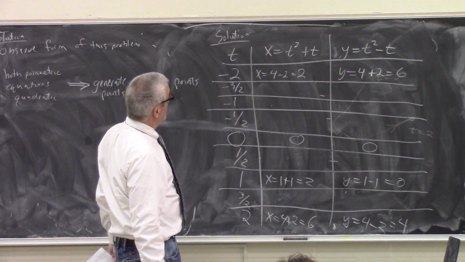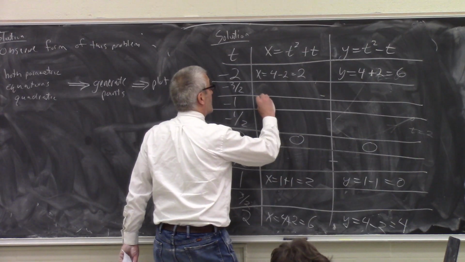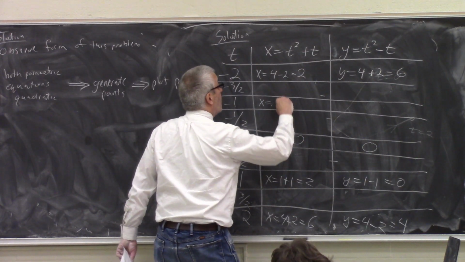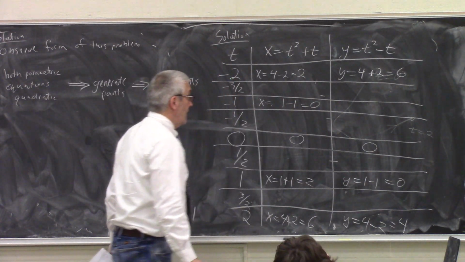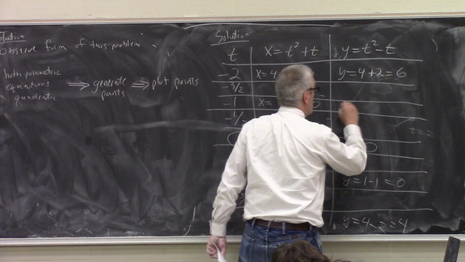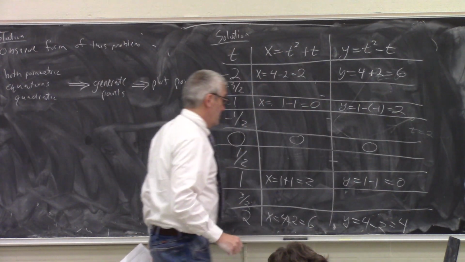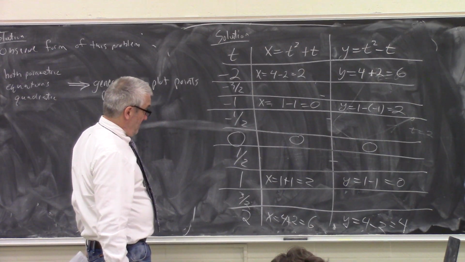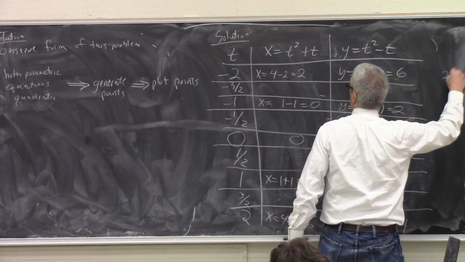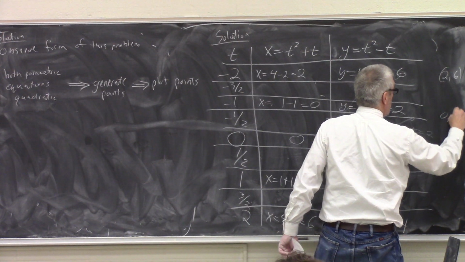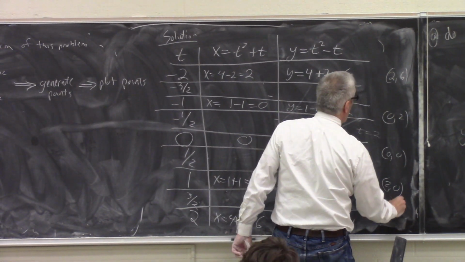Then let's do the next easiest one. When time is -1, x would be -1 squared, that's 1 plus a -1, so x would be 0. And then y would be 1 minus a -1, so that's the number 2. So we're accumulating some data points: 2, 6, 0, 2, 0, 0, 2, 0, and 6, 2.